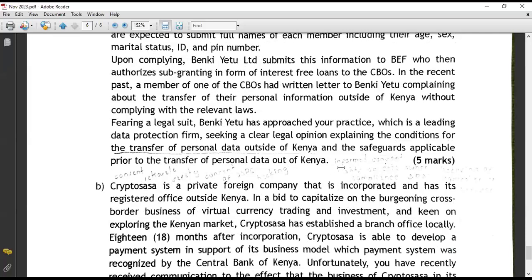Yeah, so this is a straightforward question. It is a legal opinion, so you do a legal opinion: conditions for transfer of personal data outside Kenya and safeguards applicable prior to transfer. Yeah, so you can make an attempt, Helen.